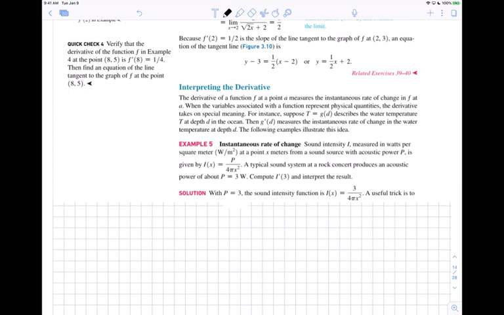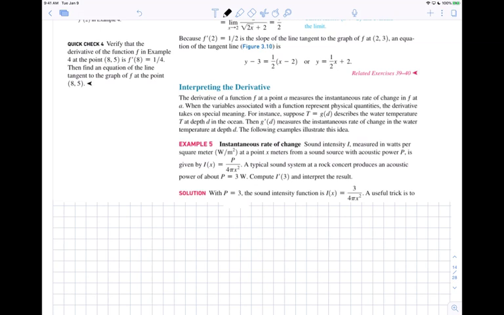Instantaneous rate of change. Sound intensity I, measured in watts per square meter at a point x meters from a sound source with an acoustic power P, is given by this. A typical sound system at a rock concert produces an acoustic power of about P equals 3 watts. Compute I prime of 3 and interpret the results. So that's going to give us the instantaneous rate of change when x is 3, okay?